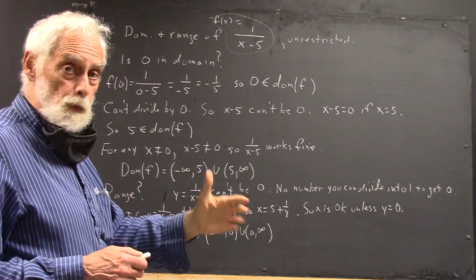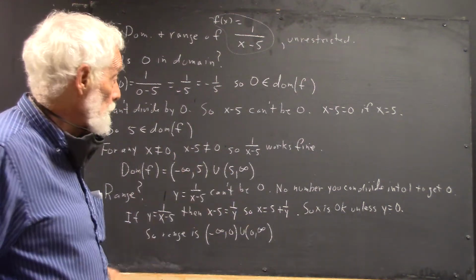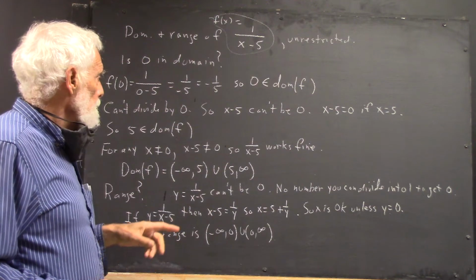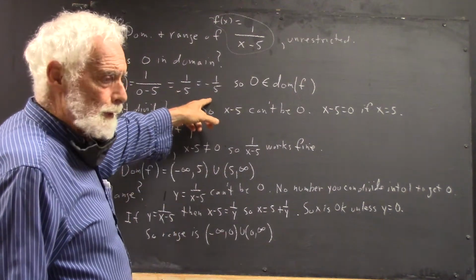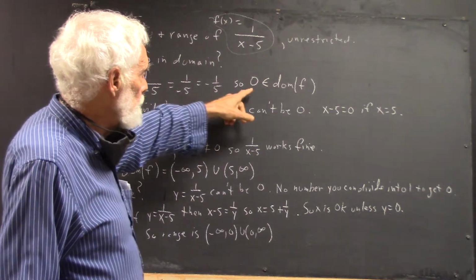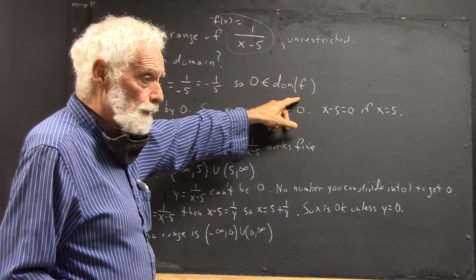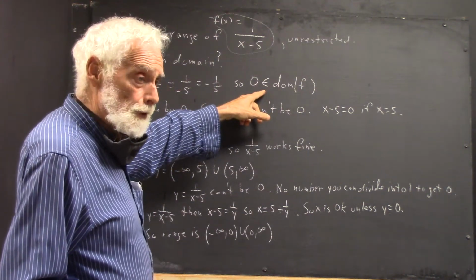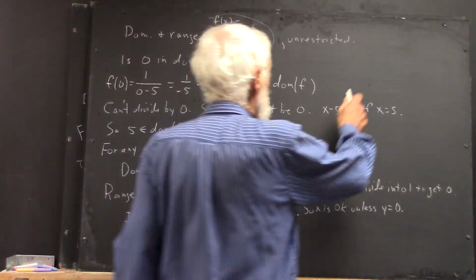Negative 1/5 you can locate on the x-axis. Subdivide the interval from 0 to 1 into 5 pieces, and it's the first one there. But anyhow, the point is that we do get a real number when we plug in x equals 0, so 0 is a member of the domain of f. And this is a set membership symbol. I'll write it a little more clearly.